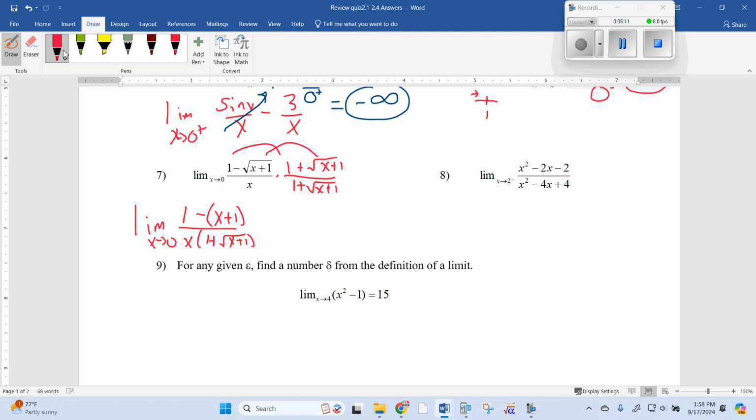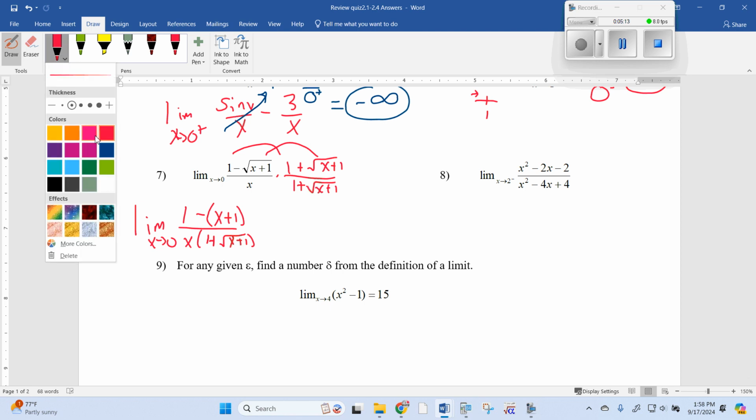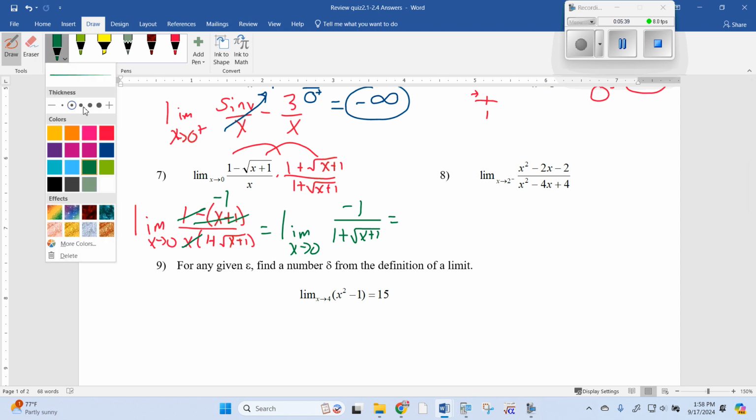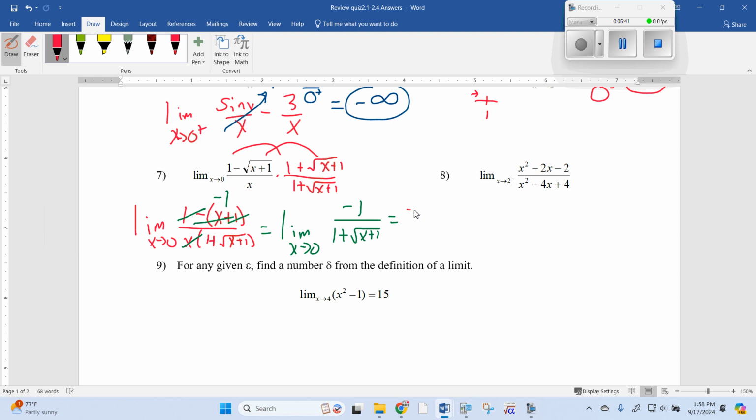So now we get to here. And if I cancel, you will see these ones cancel. I have negative x over x. The x's cancel, and I'm left with a negative 1 on the top. So when I substitute in 0, I have negative 1 over (1 plus the square root of x plus 1). And when I substitute in 0, this is a negative 1 over 2.